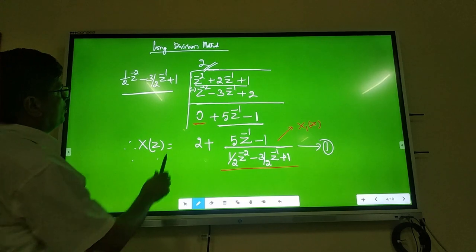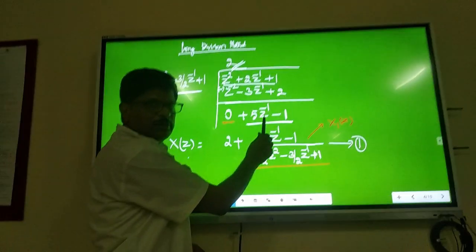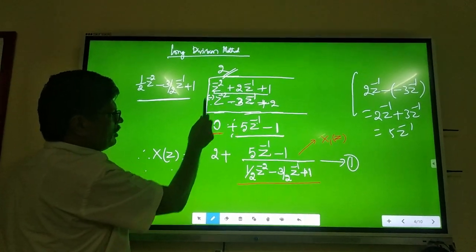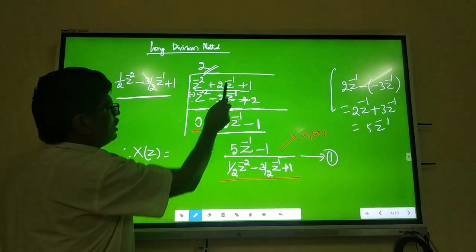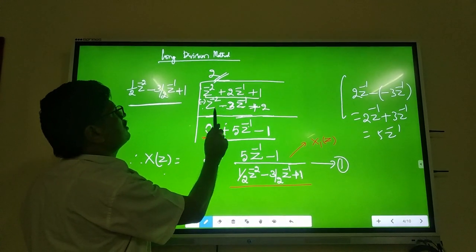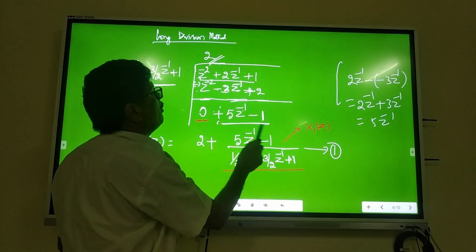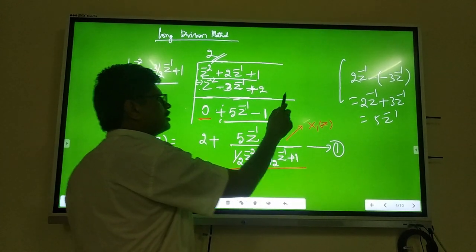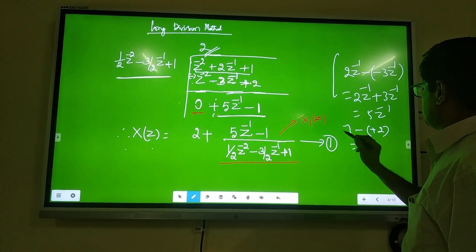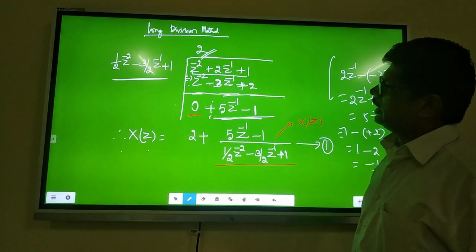Write X of z. X of z is equal to 2 plus this quotient plus remainder. Now, the first term gets cancelled: z power minus 2 minus z power minus 2 is 0. Now plus 2 z inverse minus of minus 3 z inverse is nothing but plus, since minus into minus is plus. Then plus 5 z inverse. And 1 minus of plus 2 is 1 minus 2, which is equal to minus 1. That's what I am writing here.